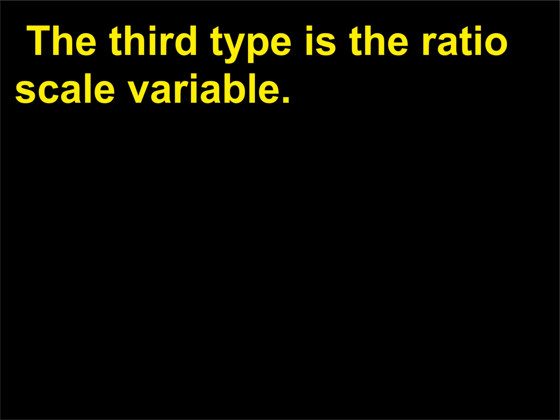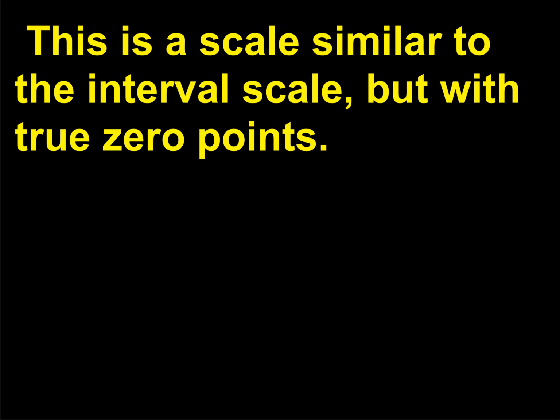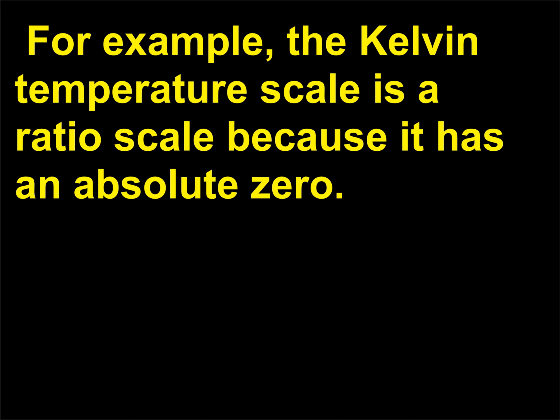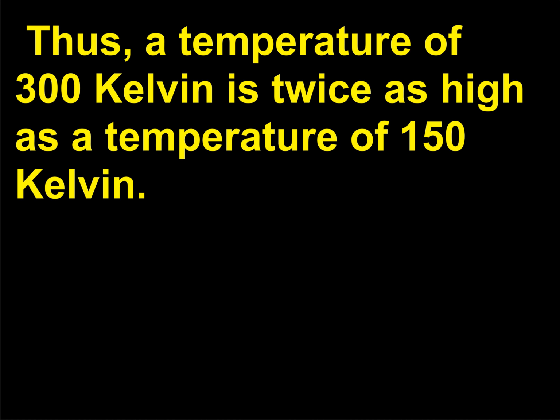The third type is the ratio scale variable. This is a scale similar to the interval scale, but with a true 0 point. For example, the Kelvin temperature scale is a ratio scale because it has an absolute 0. Thus, a temperature of 300 Kelvin is twice as high as a temperature of 150 Kelvin.